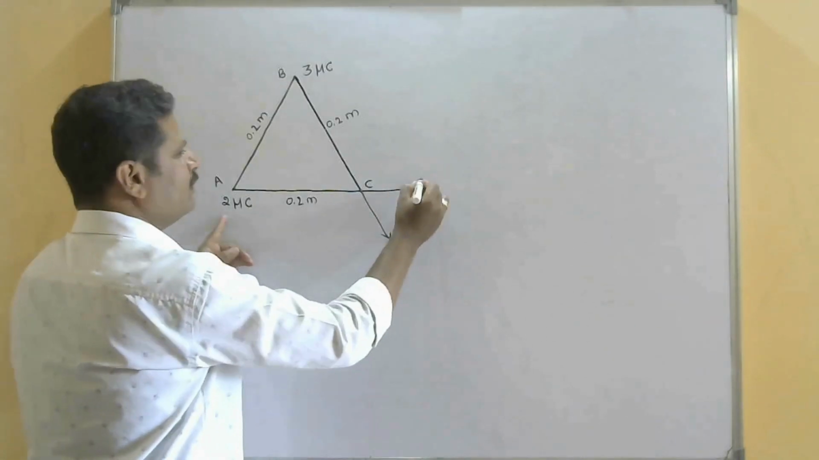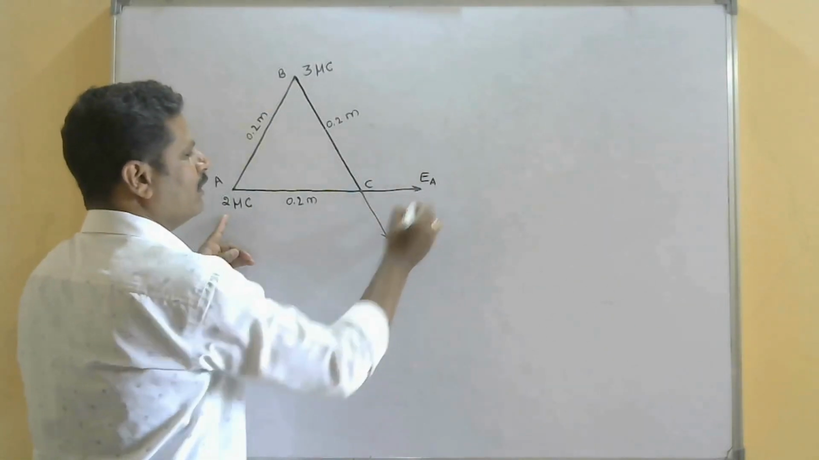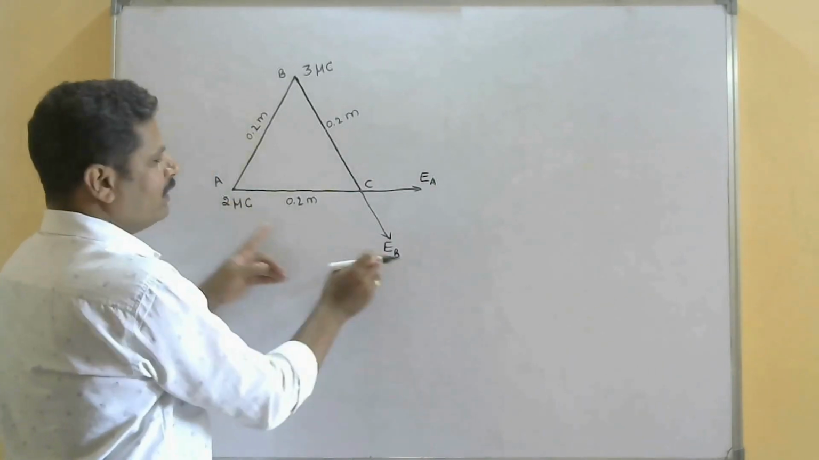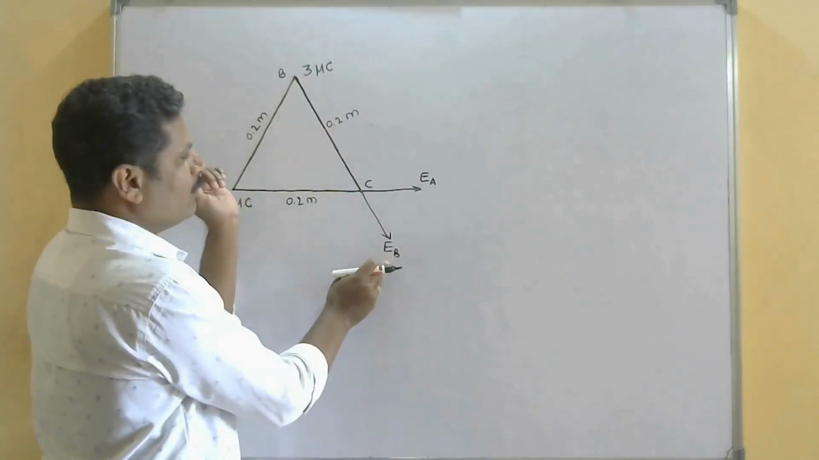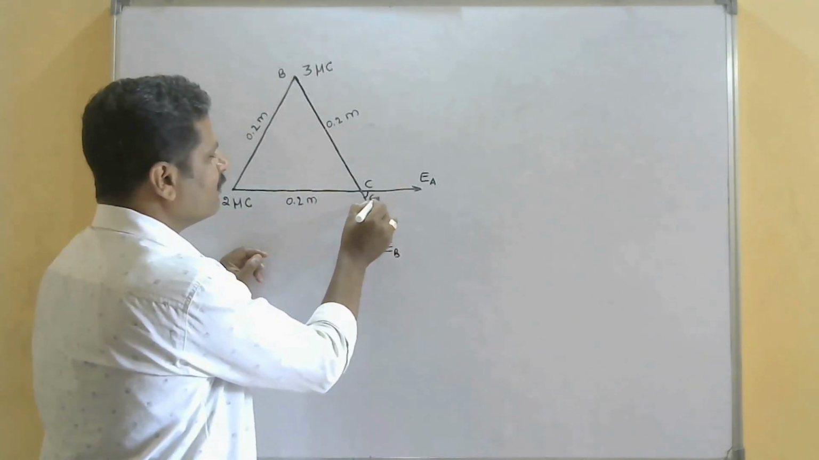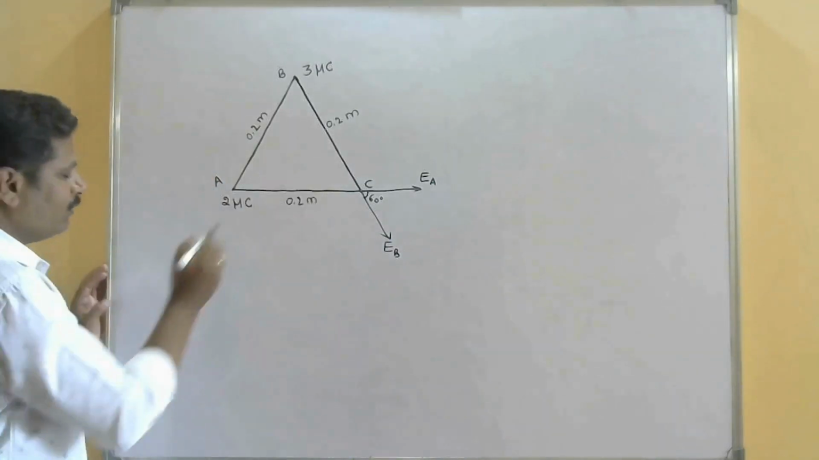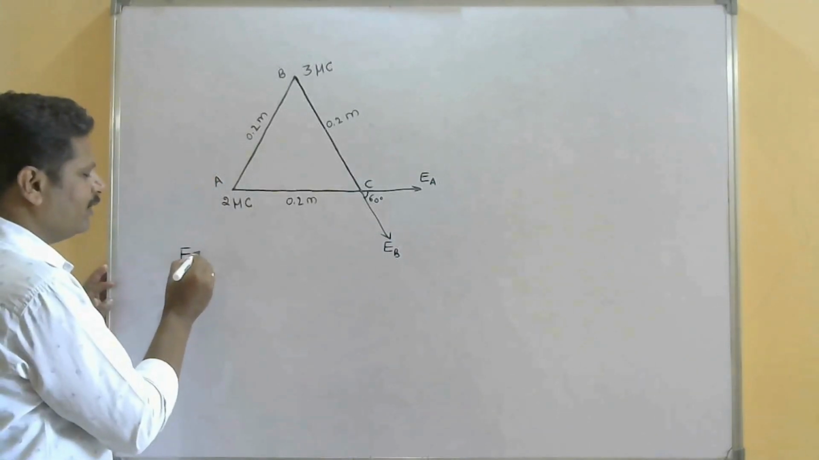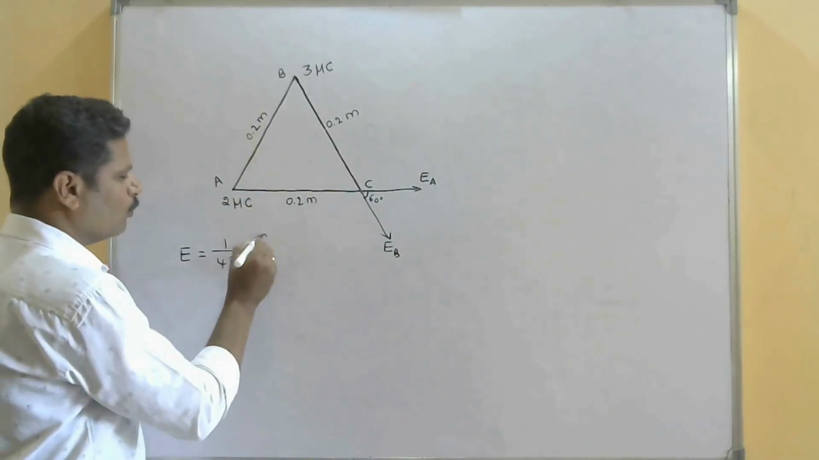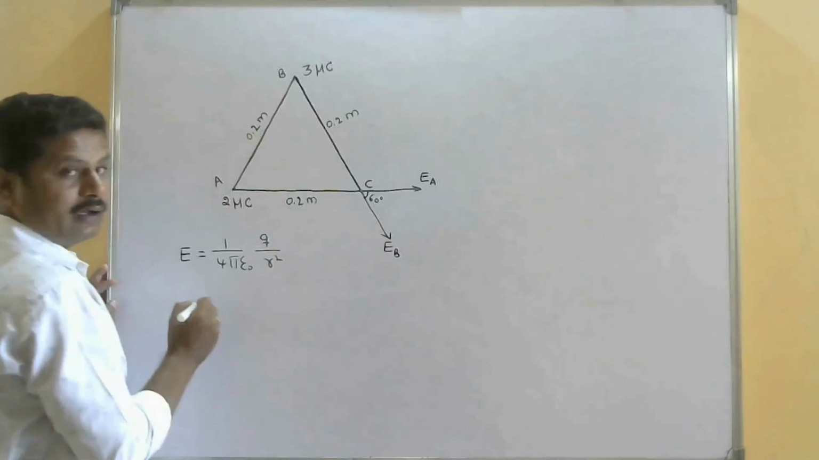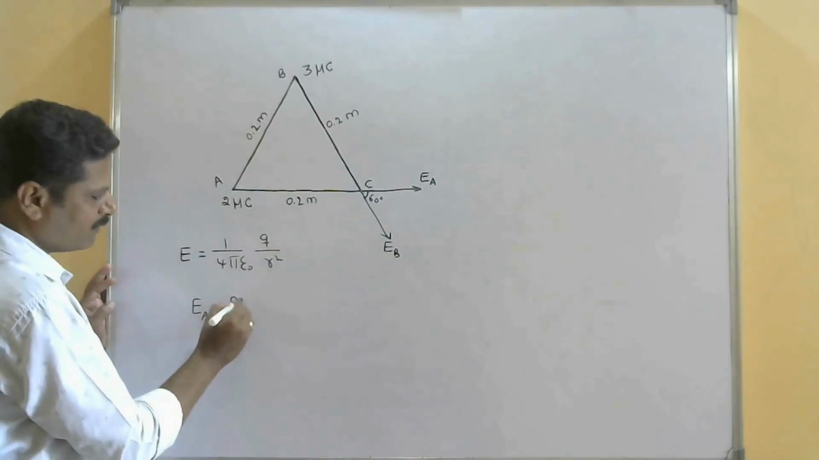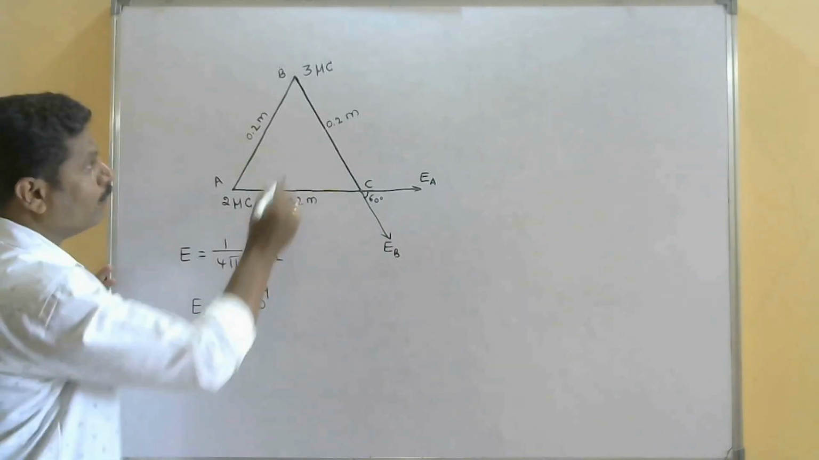Let me consider this one as EA and this as EB. EA is the electric field due to the 2 microcoulomb charge and EB is the electric field due to the 3 microcoulomb charge, and these two vectors act at an angle of 60 degrees because it is an equilateral triangle. Now, we can find EA. We know that the electric field due to an isolated charge is 1 by 4 pi epsilon naught Q by r square. So EA equals 1 by 4 pi epsilon naught, which is 9 times 10 raised to 9, and Q, how much Q do we have here?